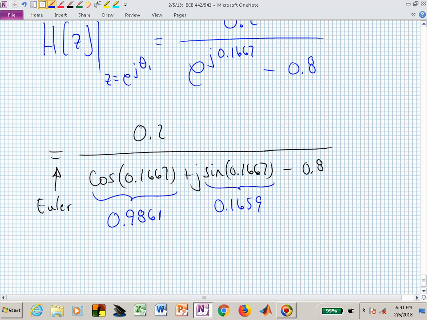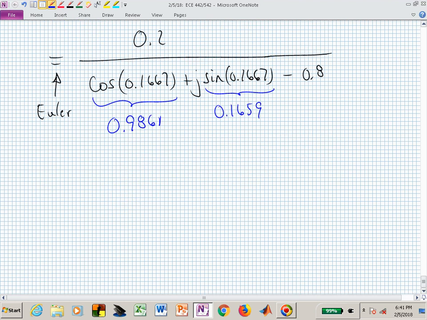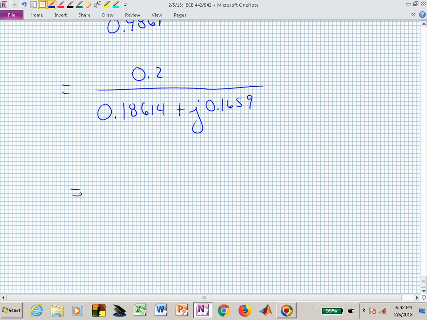And then we subtract 0.8 from the 0.986, and we end up with 0.2 over 0.18614 plus j 0.1659. To divide, it's easier to do it in polar form, the denominator, or we could multiply top and bottom by the conjugate of what's in the denominator to clear out that complex number. Here I went ahead and converted it to polar form.